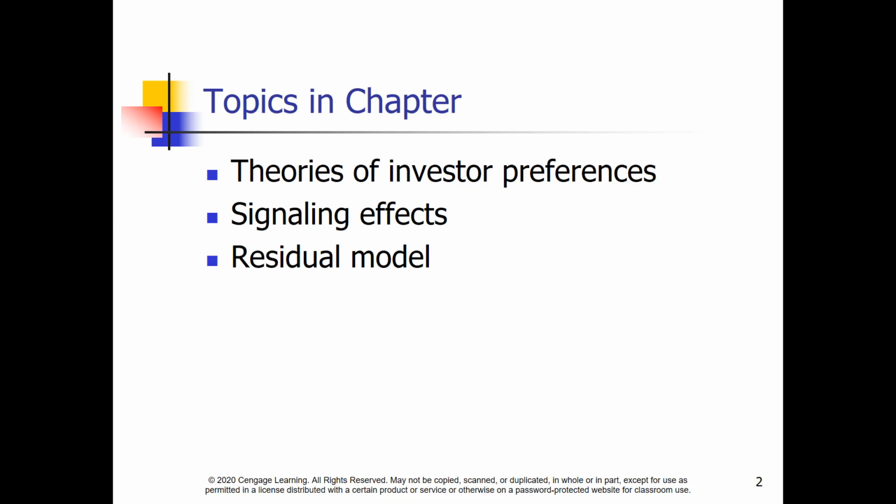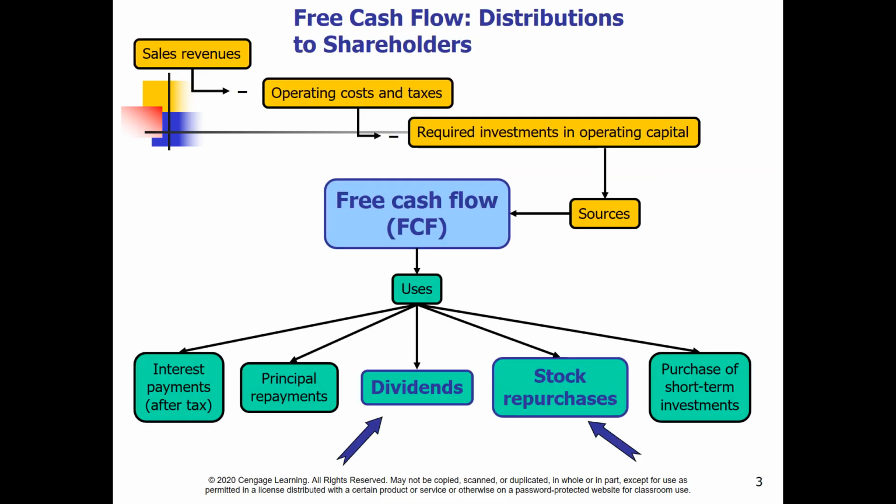Our first topic is basically dividend policy, how firms distribute profits to shareholders. Free cash flow is funds available for distribution to shareholders and bondholders. In this chapter, we'll cover the ways in which management distributes funds to shareholders through dividends or stock repurchases.